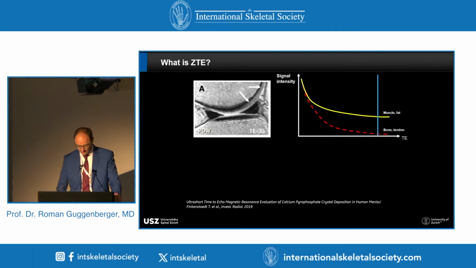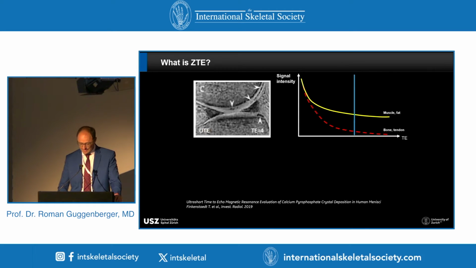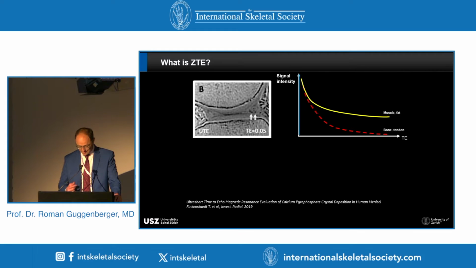So this is a study that a colleague of mine, Tim Finkenstedt, did when he was in his fellowship in California. You see this is a knee, a lateral compartment. You see the meniscus on a traditional PD-weighted sequence. And if you then go down with your echo time, you see that the meniscus somehow still gets some bright spots. And if you go even further down, you see that the meniscus actually brightens up. You have signal out of that meniscus due to that very low echo time, but you're still left with some dark spots in that meniscus.